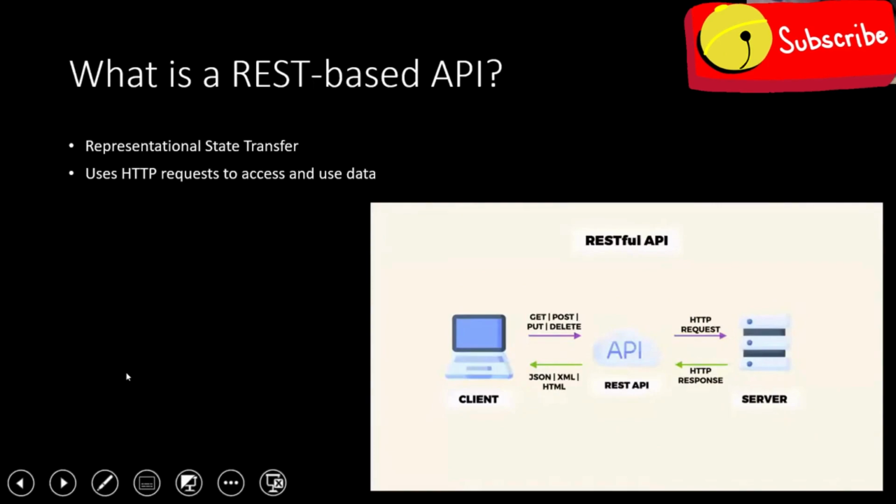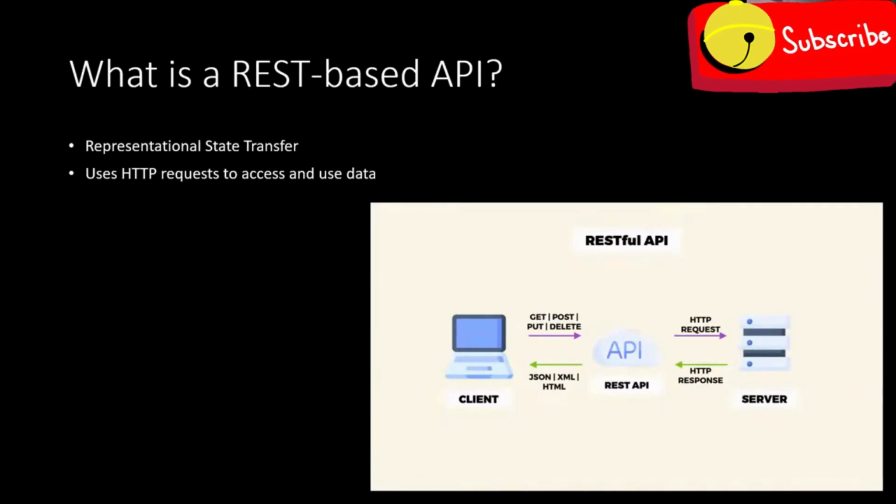All right, so what is a REST-based API? We already know that an API is an application programming interface, right? It's a set of rules that allows one program or software to talk to another program or software. So we create this API on a server, and that server is going to speak to the client, and the client can speak to the server through this API, this programming interface, right?